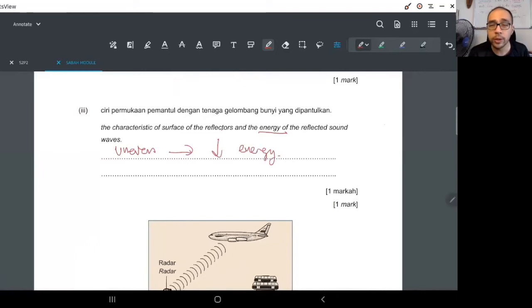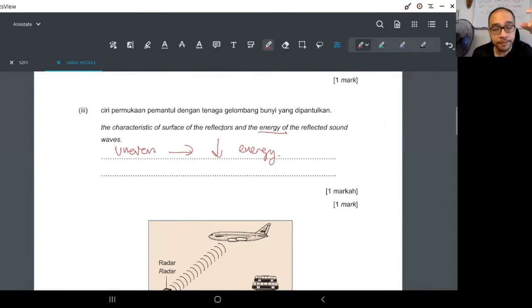I'm not going to write the whole thing in a full sentence. I just show you one example and then count it. Otherwise I will spend the whole entire hour just writing the answer for this question only. We don't want that. So when the surface is uneven, then the energy of the reflected sound is less, and it's shown by the amplitude.